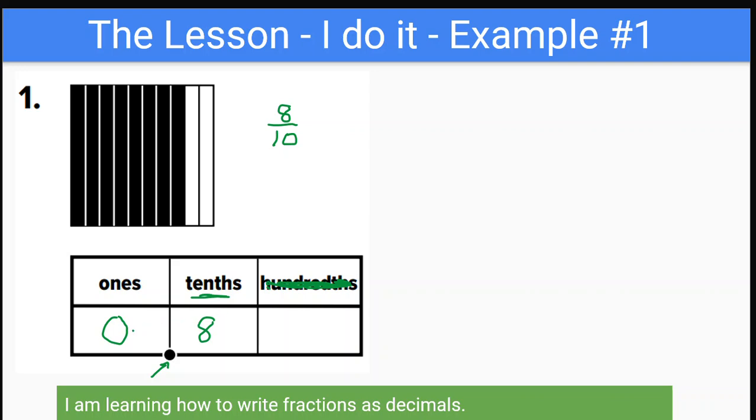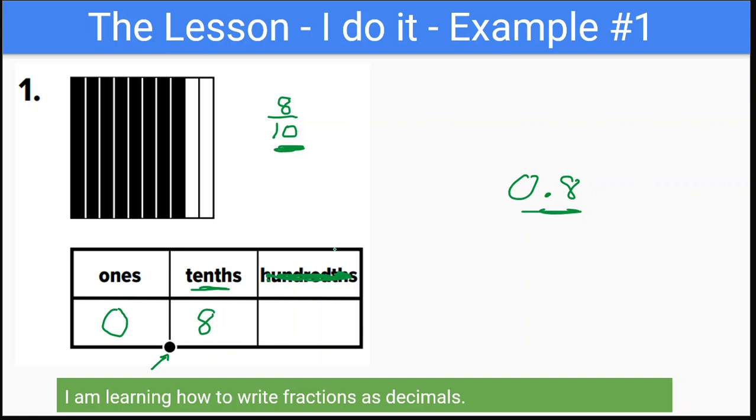Now, a lot of people would just not say the 0. They just say this is 8/10, 0.8, and don't really say point. A lot of people do that too. This is just 8/10. This is 8/10 right here. Okay? Kids, you're learning how to write fractions as decimals.